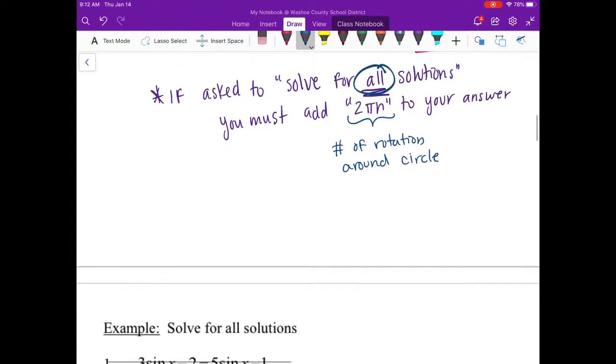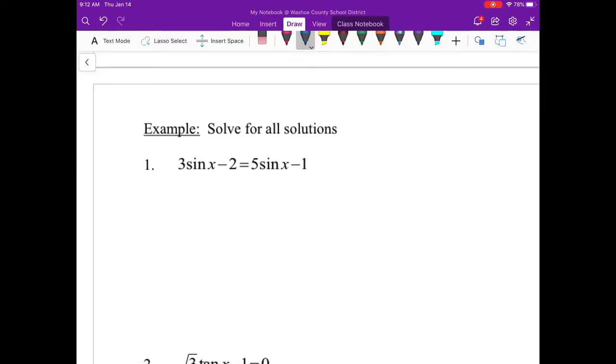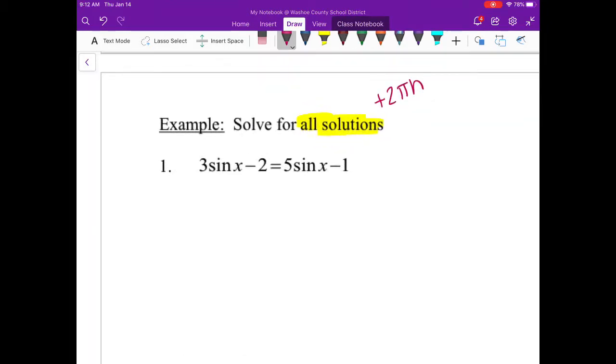Here we go. So let's jump into some examples. Here is the first one, where it says solve for all solutions. That's my key word that I want to add 2 pi n to the very end. And thankfully, example 1 here only has sine. So I need to get all the sines to the same side of the equation. I'm going to start off by subtracting 5 sine of x. That's going to cancel out here. It's going to give me negative 2 sine of x minus 2 equals negative 1.